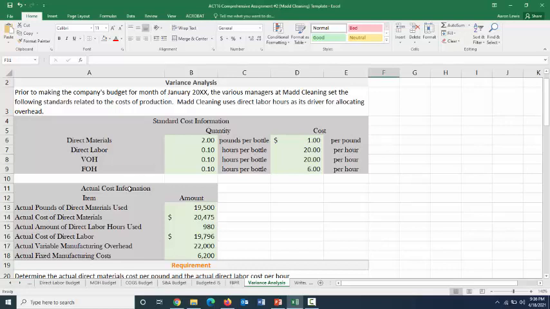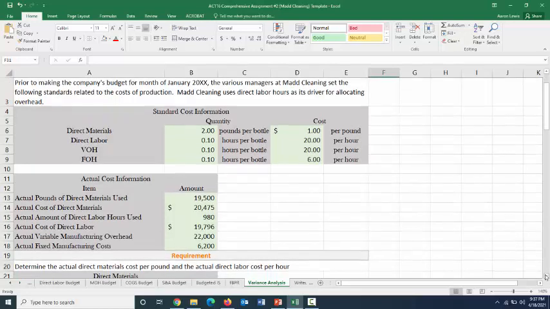The second thing you need is your actuals. And for our actual information, we have here that MAD Cleaning used 19,500 pounds of direct materials in their actual production and did so at a cost of $20,475. Their employees actually worked 980 direct labor hours during the month of January, and they did so at an actual cost of $19,796. And then their actual variable manufacturing overhead incurred was $22,000. And their actual fixed manufacturing overhead incurred was $6,200.